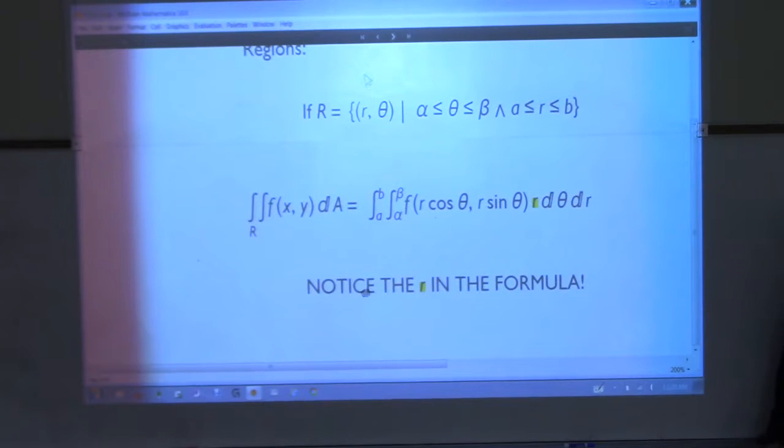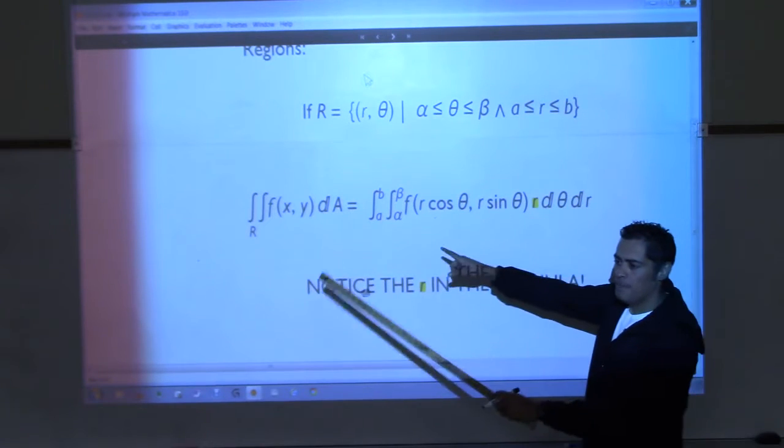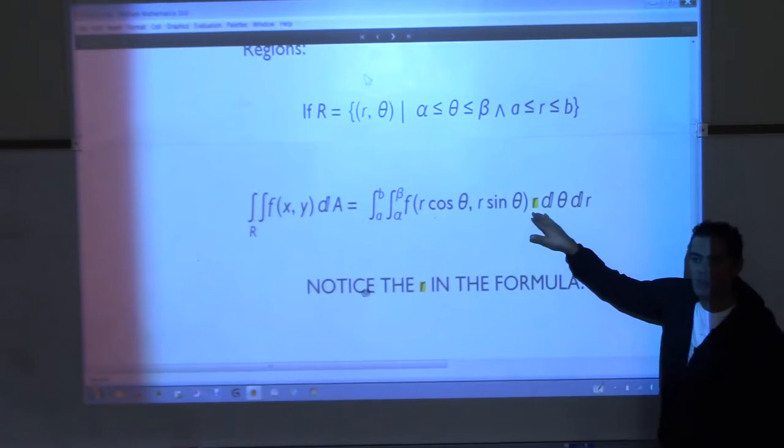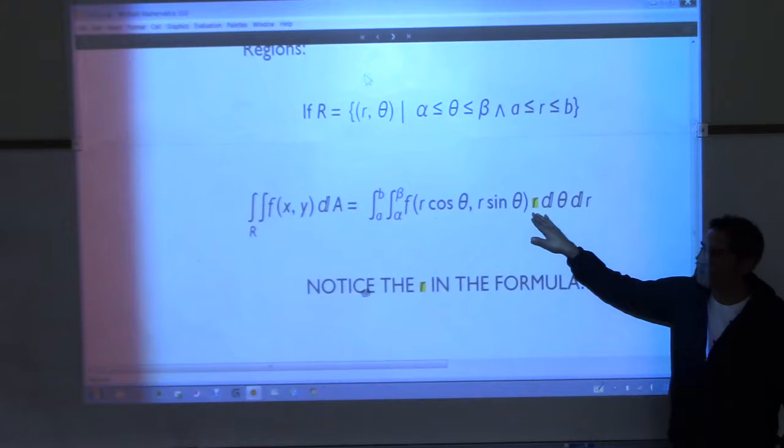Okay, so the double integral, how do you get the area of the region from a double integral? You integrate what function? The 1, right? Okay. All right, let's not lose focus here. When we go from Cartesian to polar, you must introduce an r, all right? That's what we have to do.